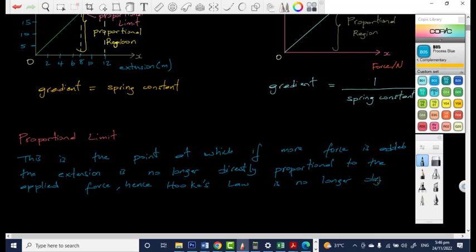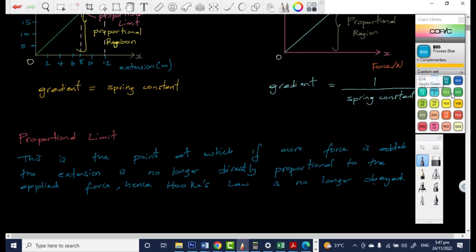Does that make sense? Yeah, so basically the proportional limit is where, say Hooke's law is a box, and the proportional limit is everything inside the box. So the stuff outside the box, Hooke's law doesn't apply basically, right? Right, exactly. All right, so that's the proportional limit.